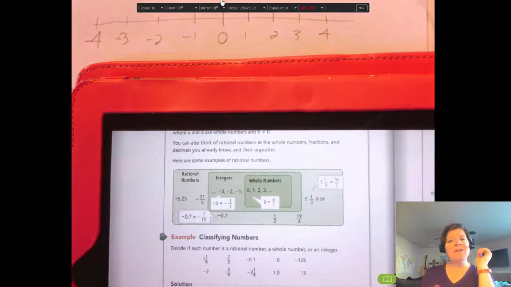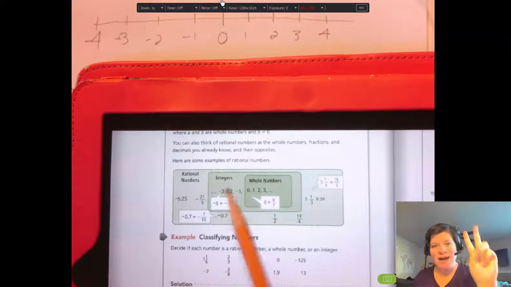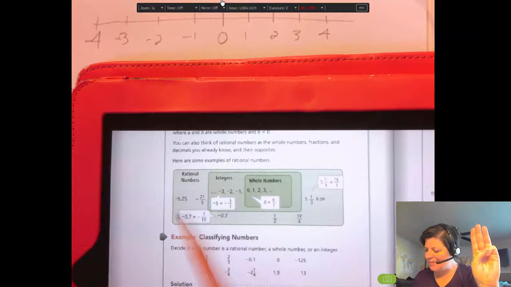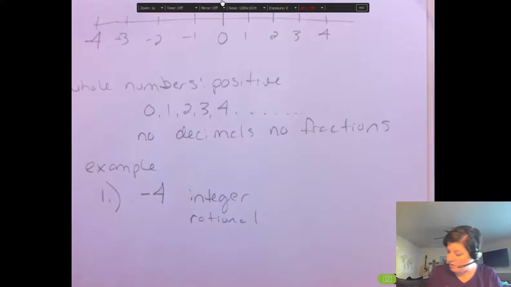Okay, what if I have the number 3? If I have 3, it is whole, integer, and rational. So you can kind of use that little chart. I love the charts to classify numbers, okay? So I think we've gone over those in pretty good detail.